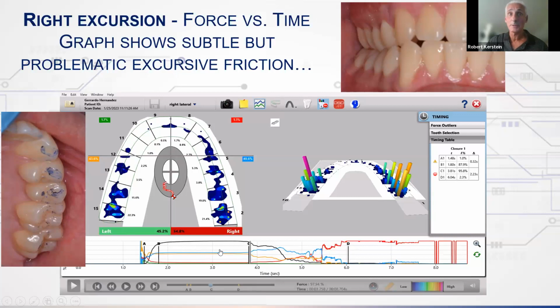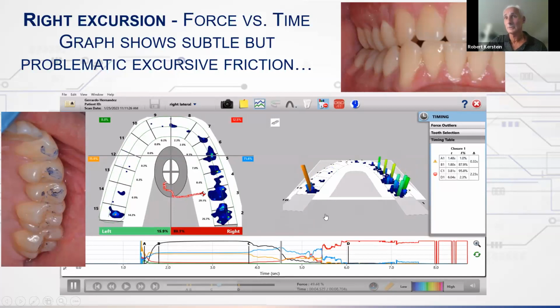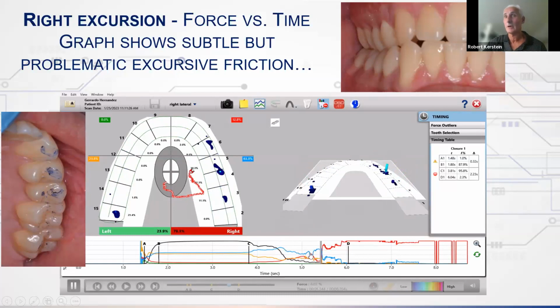So now if we play that movie, right, you'll see all those transitions, right? You'll see the working side group function. You'll see the balancing side maintains contact. The group function persists. The balancing side persists. The orange and the blue lines are persisting. And then finally, the anterior guidance takes over, right? And that disclusion time is 2 seconds.